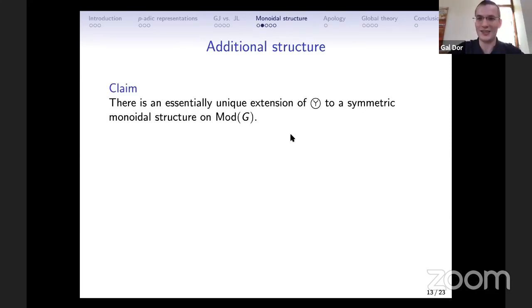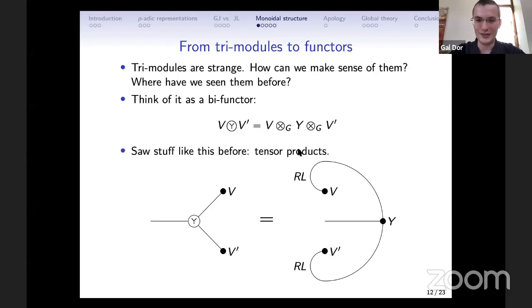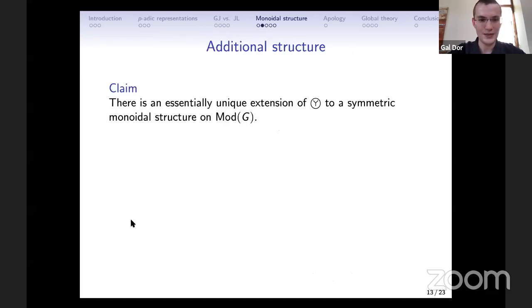So amazing that it actually does. Here is a surprising thing that just pops out of thin air once you try to force this thing into making sense: this bifunctor that I defined, taking pairs of representations and multiplying them via Y to get a third representation. In fact, not only is this a bifunctor, but it can be extended essentially uniquely to a symmetric monoidal structure on the category of G modules.